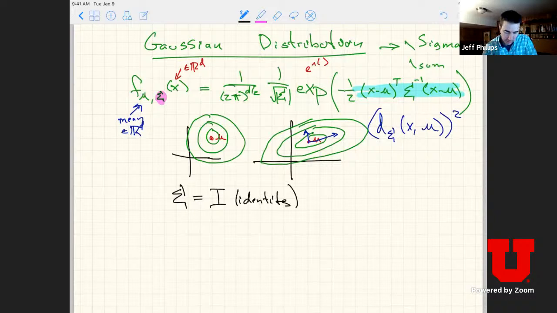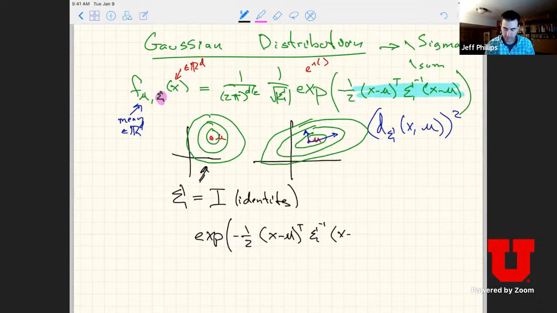All right, that's going to actually correspond with this circular case. But let's go and see what happens with this formulation. Then I'll just look at the exponential part of this. This can be minus 1/2 (x minus mu) transpose sigma inverse (x minus mu).